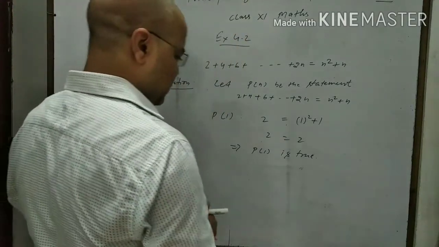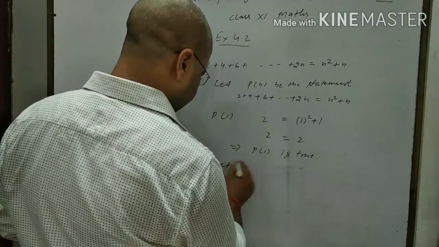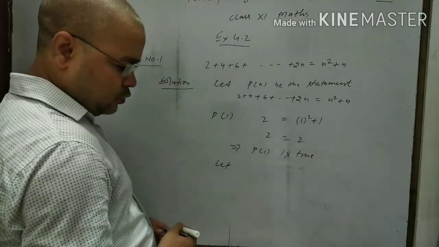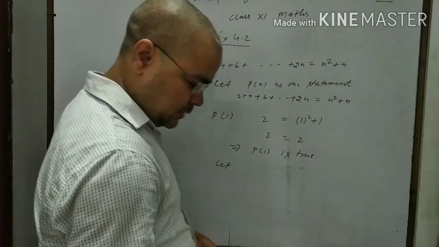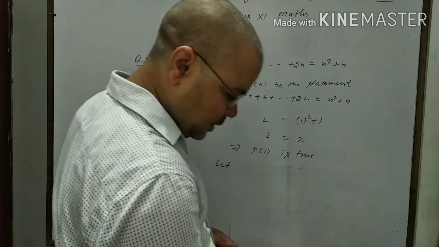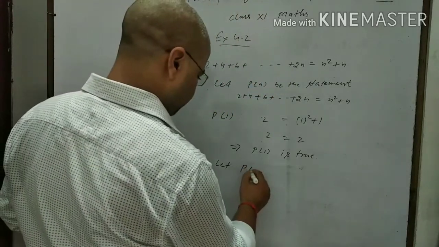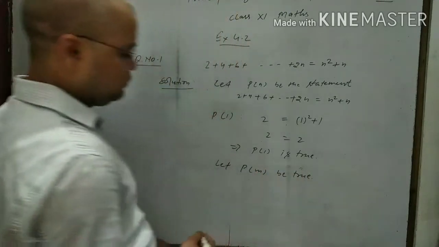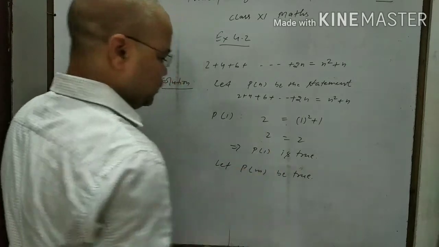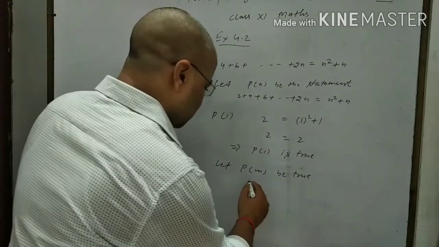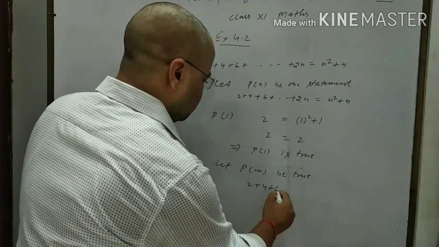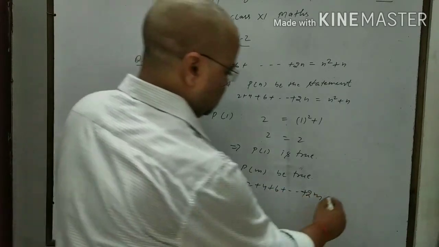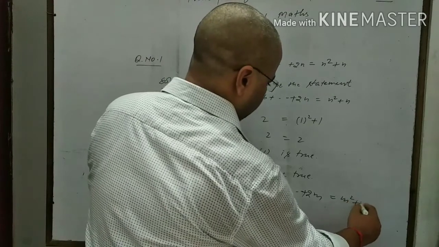After that, let Pm be true. And if Pm is true, then 2 plus 4 plus 6 plus up to 2m is equal to m square plus m.